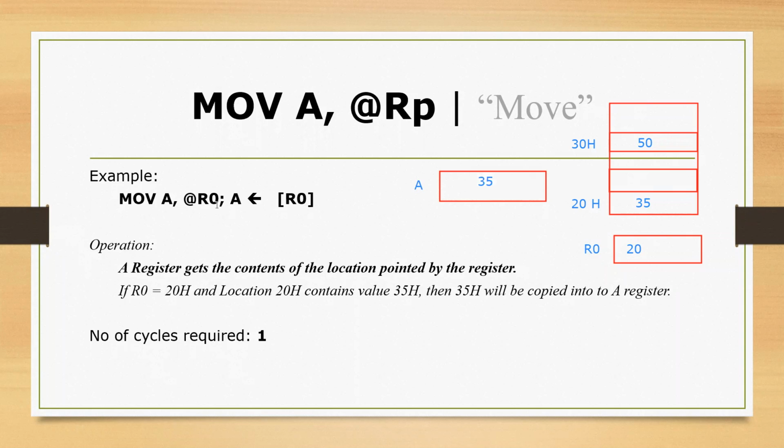So here the R0 register will act as the register pointer. It points to a particular memory location. So the value is 20. That means R0 is pointing to the memory location 20 hex, and the content of this memory location is copied to the accumulator register.